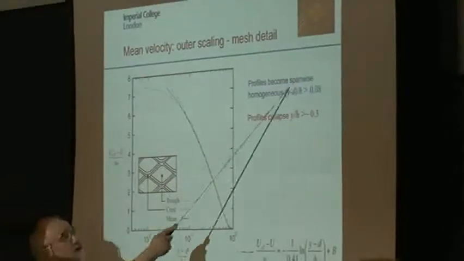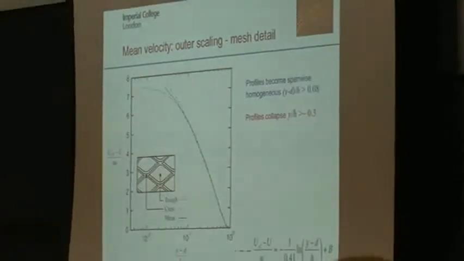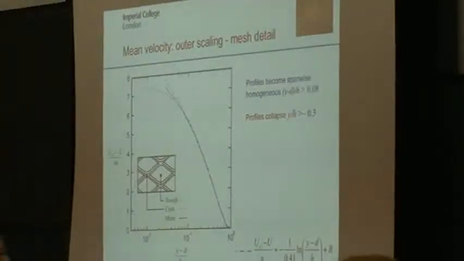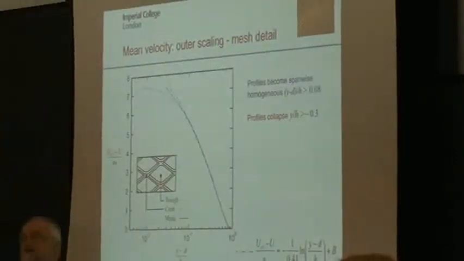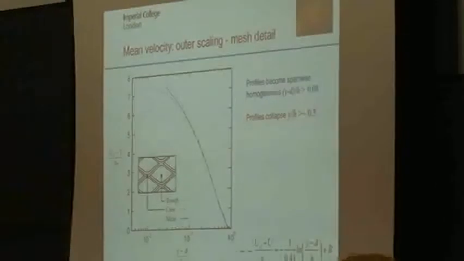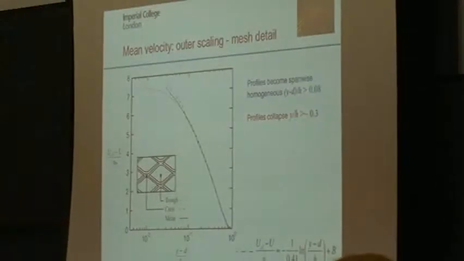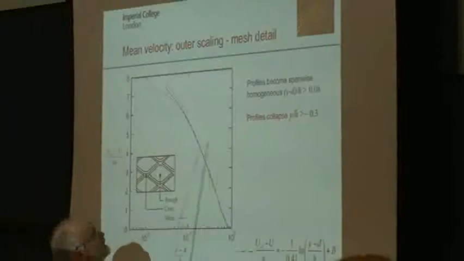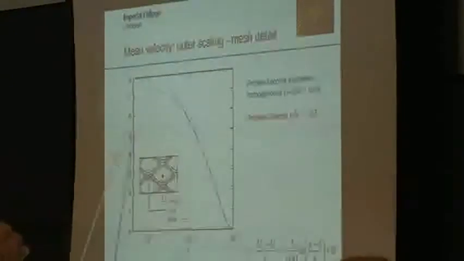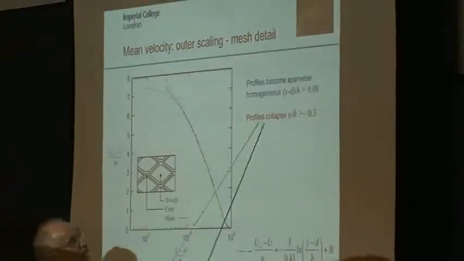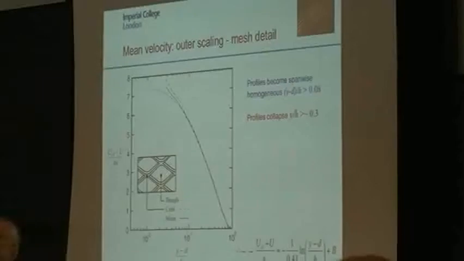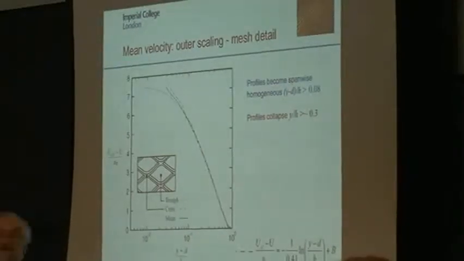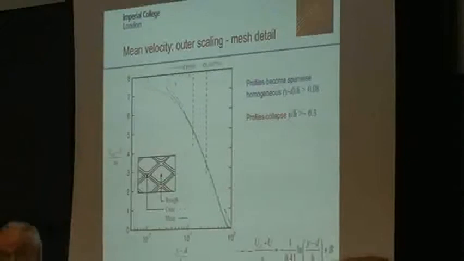Turns out the profiles become spanwise homogeneous for y upon h bigger than about 0.08. So doing any curve fitting below that value is clearly not sensible. And what we're suggesting is that on this deficit plot here, the profiles collapse for y upon h bigger than about 0.3. So then the question is, where is the corresponding collapse on inner variables? Well, it's there.